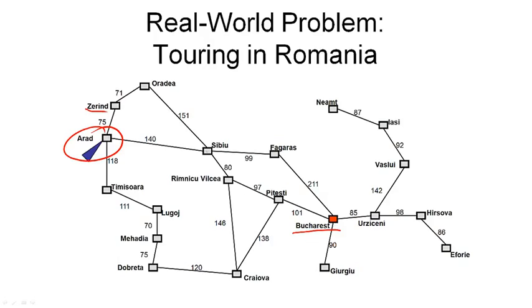So from Arad, I could drive to these three towns, and the costs would be respectively this, and this number.